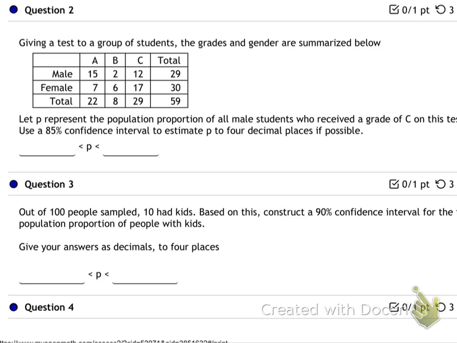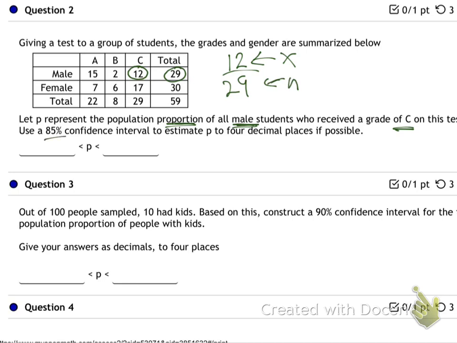So, the P represents the population proportion of all students who receive a grade of C. 85% confidence interval to estimate to 4 places. So, anyway, all we've got to do is grab those 2 numbers. What are those 2 numbers? We're talking about the male students who received a C. How many males got a C? 12. Out of what total? 29. Out of 29 male students. Right? Because they want us to figure the proportion of male students who got a C, like what portion of the male students got a C? 12 out of 29 got C's. So basically, that's your X, that's your N.